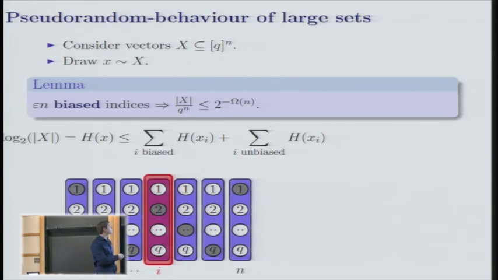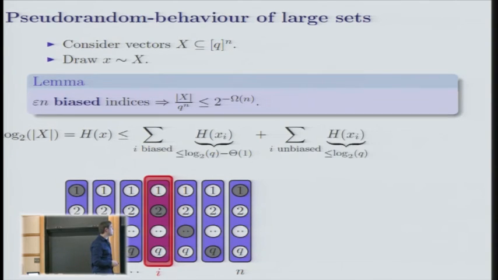And now let's assume that you have a lot of variables. You have a lot of coordinates where the distribution is not the uniform distribution. So let's say it's kind of biased. Then you know that the entropy here must be a little less than the entropy of the uniform distribution.